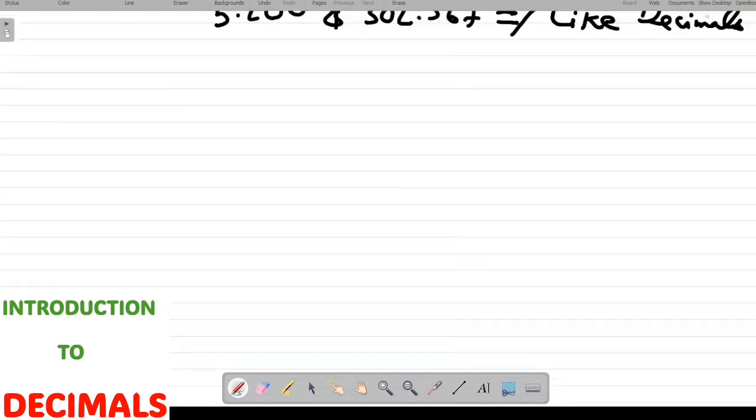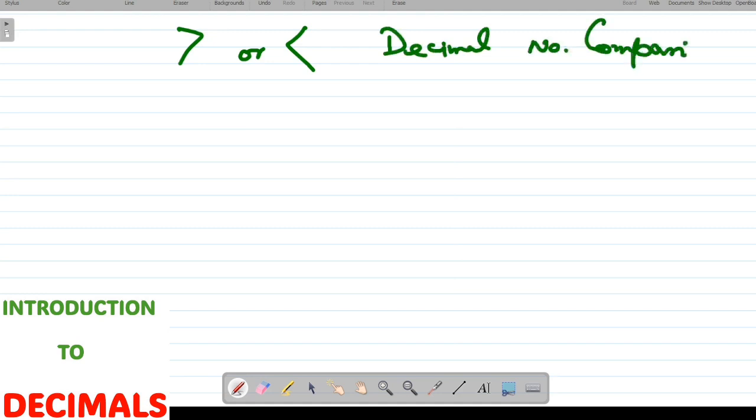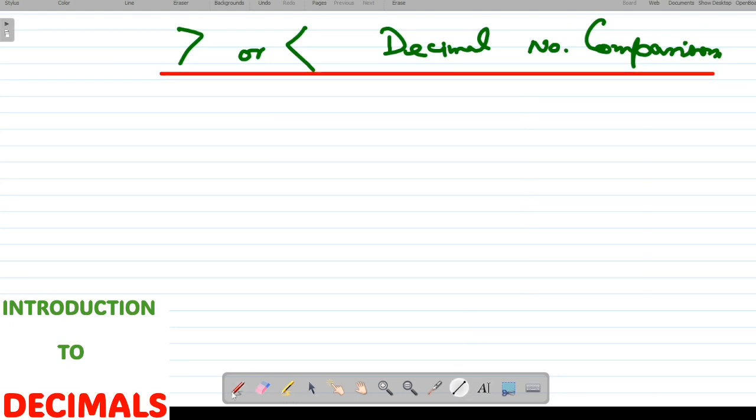Now we will study one more topic, students, very quickly, that is greater and lesser. How do you compare two decimals to see which is greater or lesser? Greater or lesser decimal number comparison. Right? Fine, students. Let us do it. First we will take an example.